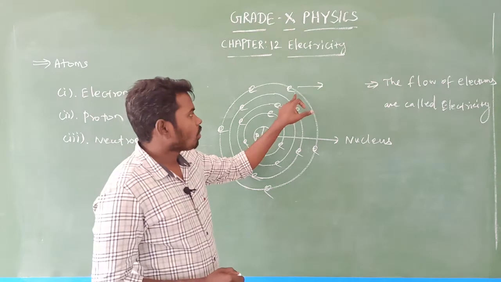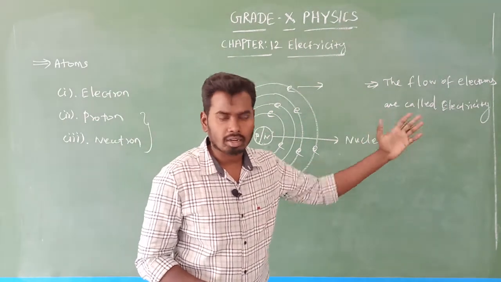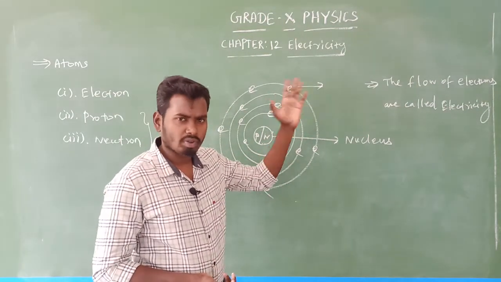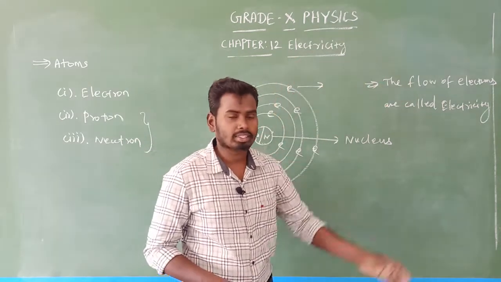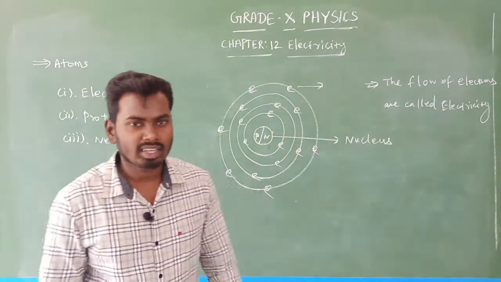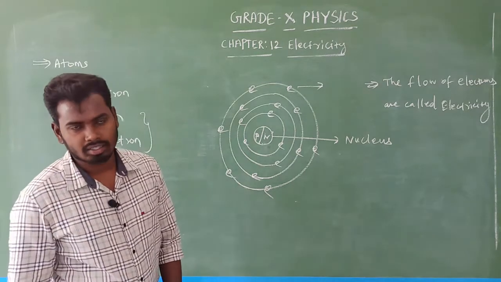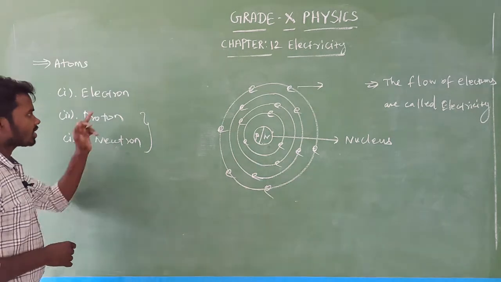So the flow of electrons from one atom to another atom is called electricity. Generally we say that the flow of electrons, from one atom to another atom, that is called electricity. Simply, it is called electricity. Is it clear? Yes, very simple.